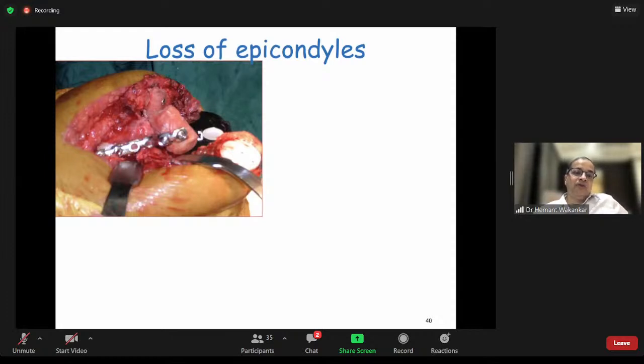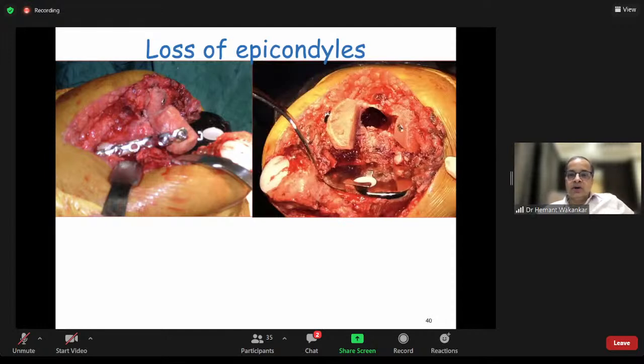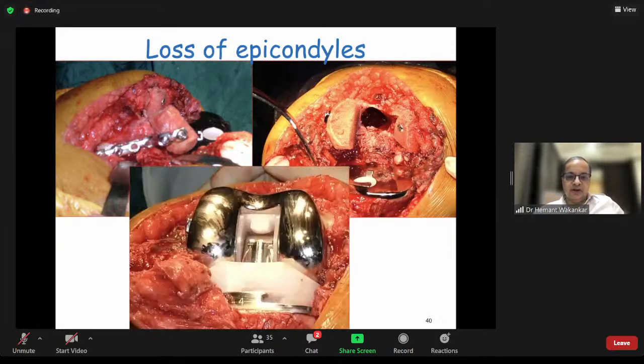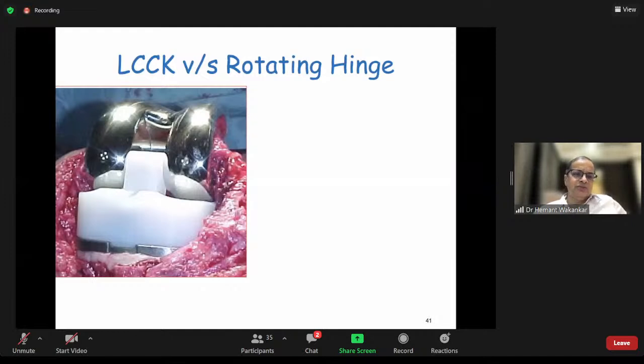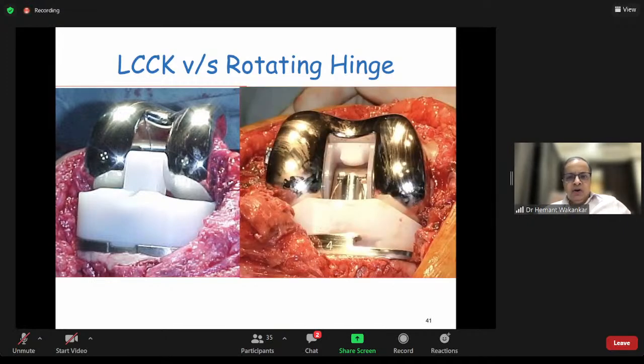I've used a plate from the outer side to reconstruct these condyles, but I have used a rotating hinge here because virtually there is no collateral ligament support at all. So I have fully cemented the stem and used a rotating hinge prosthesis on top here. So the choice is between using a constrained knee like LCCK or TC3, or a rotating hinge, or a similar hinge as you can see on the outer side.